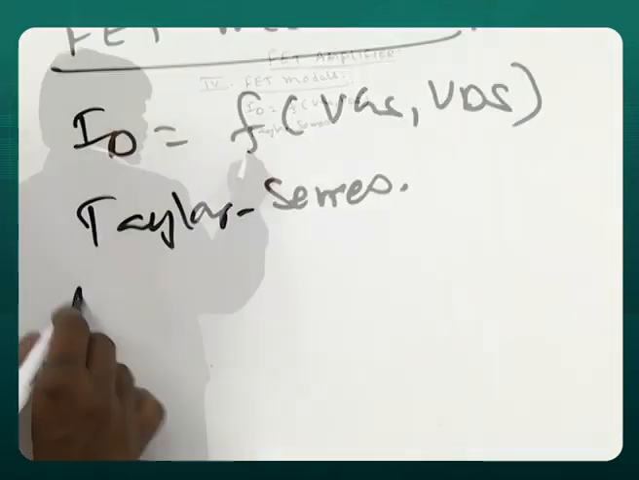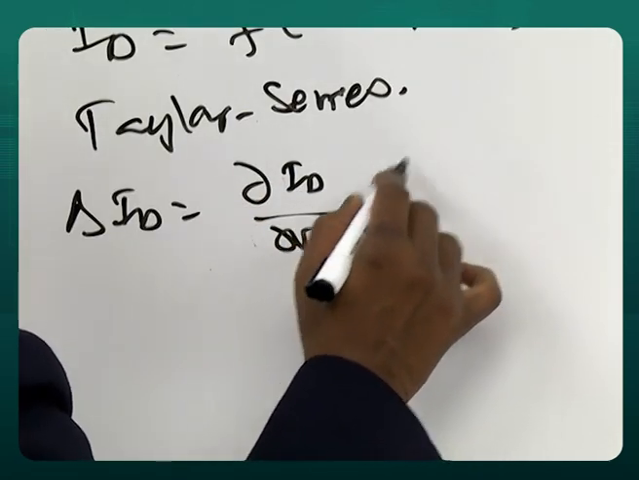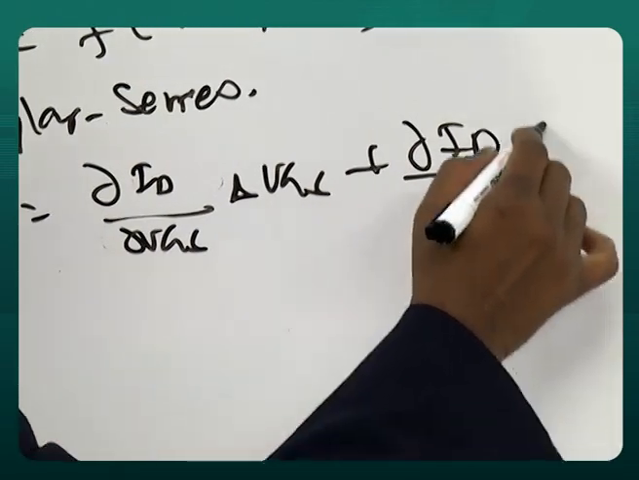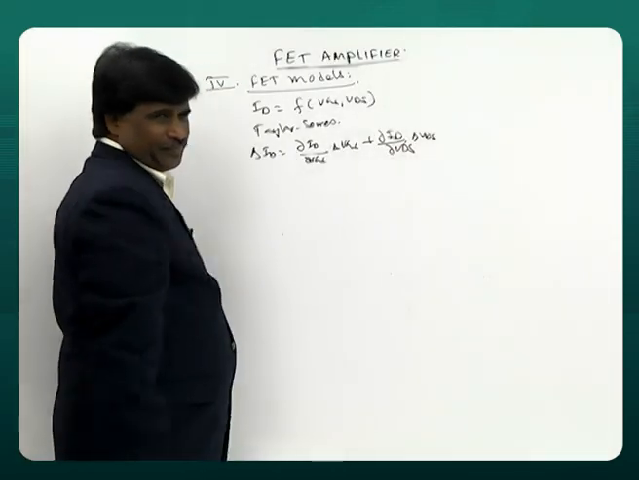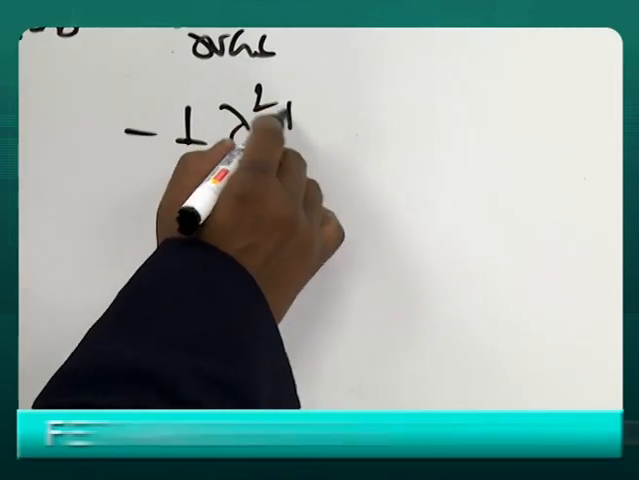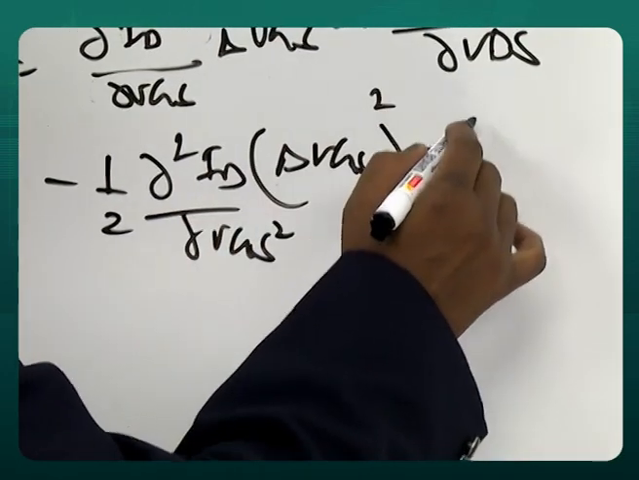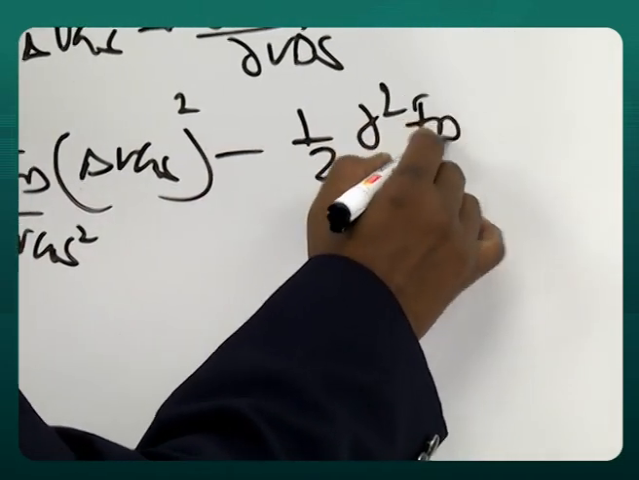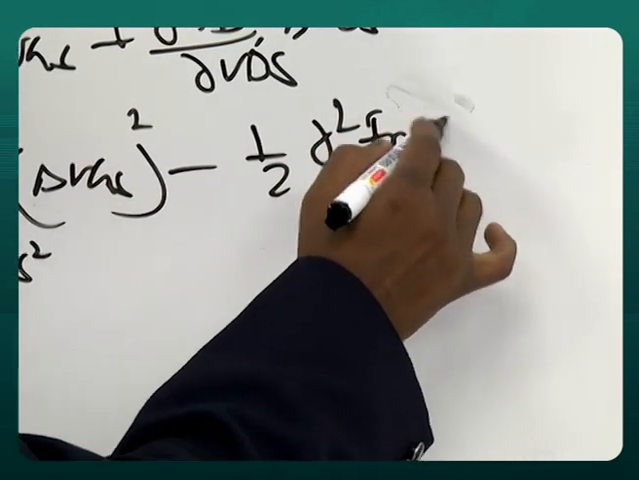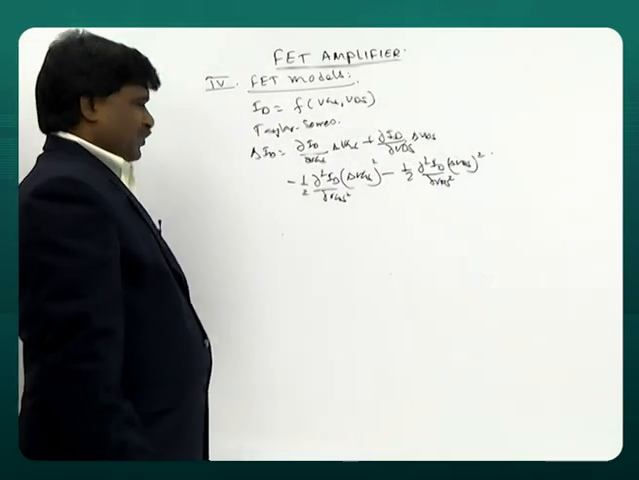Taylor series. That is called change in ID is equal to dou ID by dou VGS into VGS, plus dou ID by dou VDS into VDS. In fact, you will also have something called half of dou square ID by dou VGS square into VGS square, plus dou square ID by dou VDS square into VDS square. Like that.